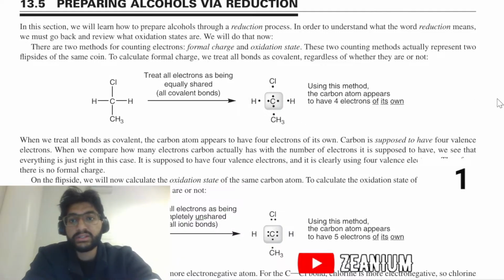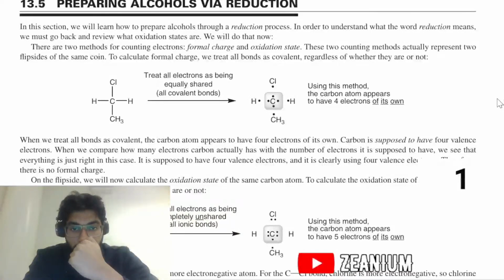In this section, we will discuss the reduction process. In order to understand what the word reduction means, we must go back and review oxidation states. There are two methods for counting electrons, formal charge and oxidation state. These two counting methods actually represent two flip sides of the same coin. To calculate formal charge, we treat all bonds as covalent, regardless of whether they are or not. We treat all electrons as being equally shared.